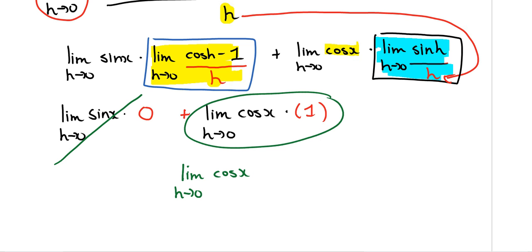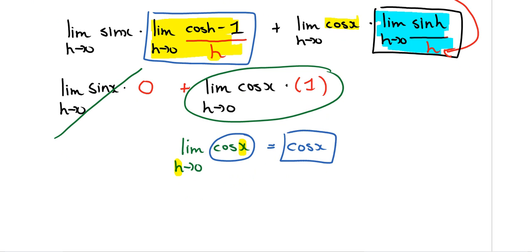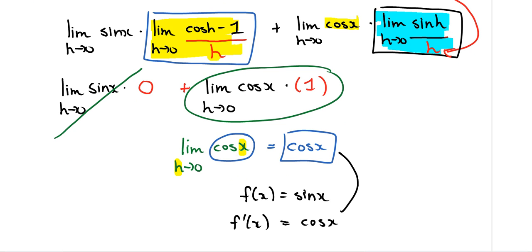Now notice that I have an h here and I have an x there. Okay, so the variables don't match. If the variables don't match, you can't take the limit, and your final answer is basically what your expression is. So that's going to be cos x. Okay, so the answer to this question is cos x. So the question was, given that f of x equals sine x, f prime of x will equal cos x, which is the answer that I got right in here.